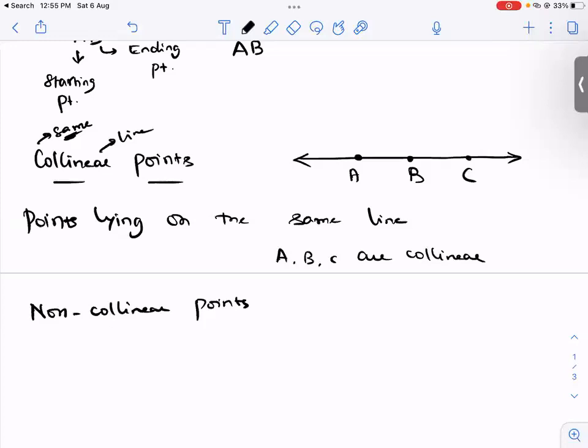What about the third point? Is it lying on the same line or not? If the third point also lies on it, then you will say A, B, C are collinear. If it doesn't lie, you say they are not collinear.